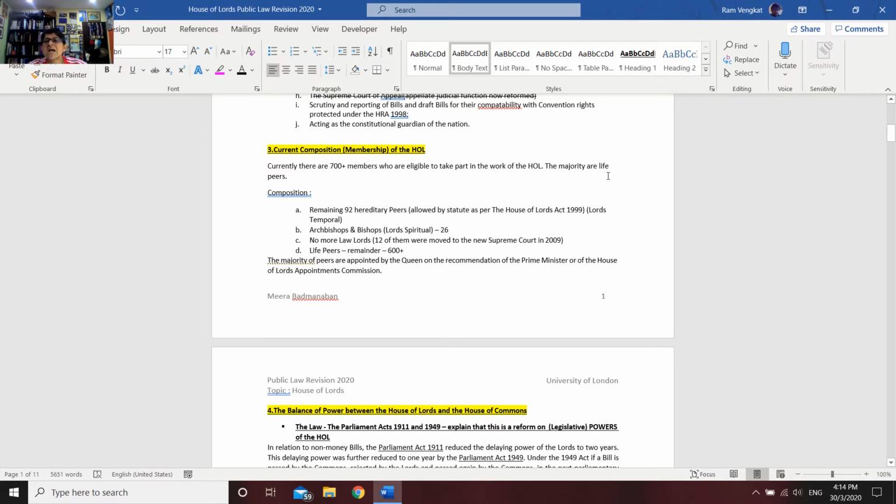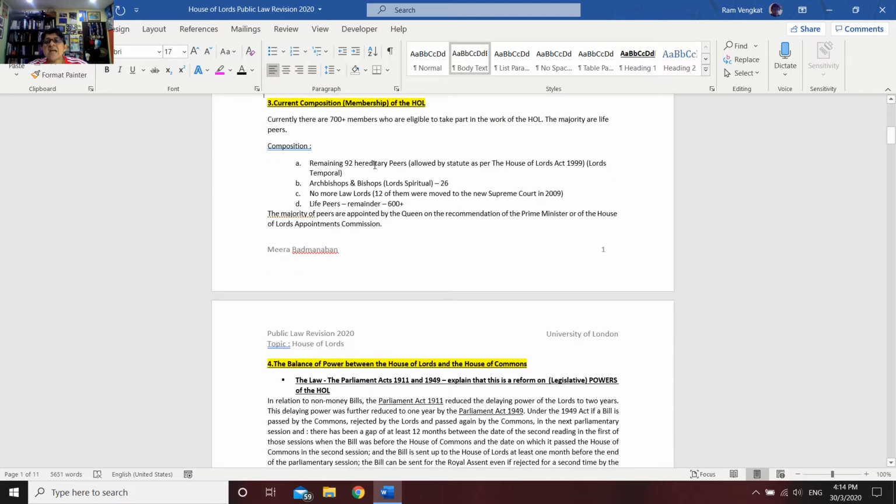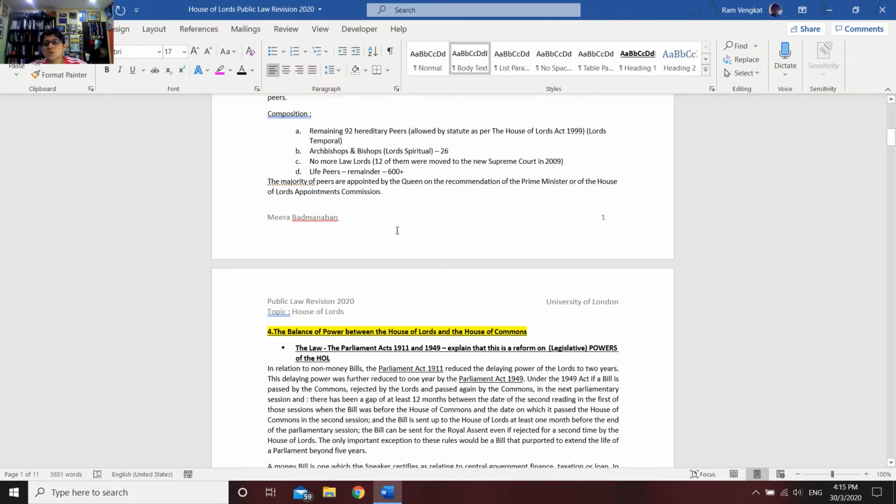Most of them, the majority, are life peers. That means they've been appointed for life. So there are 92 hereditary peers at the moment. In 1999, the bulk of hereditary peers were removed, leaving only 92, I beg your pardon. There are 26 archbishops and bishops, and there are no more law lords. I told you the 12 have been removed. There's 600 plus life peers. The majority of them are appointed by the Queen on the recommendation of the Prime Minister or the House of Lords Appointment Commission. So that's the current composition.